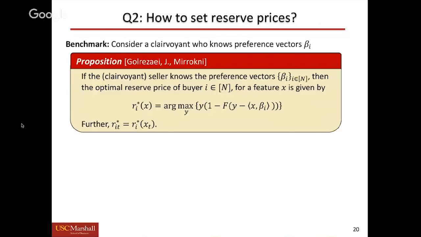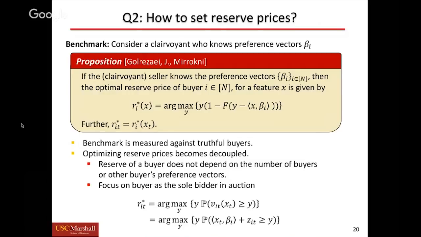Now, the second question is, once you have these estimates, how do you set the reserve price? To answer this question, let's make things simpler. Let's say you have a clairvoyant who exactly knows the preference vectors. The question is, what is the optimal reserve price? The interesting observation here is that when you have a lazy second price auction, everything becomes decoupled. So when you want to see what's the optimal reserve price for buyer i, you can just assume that buyer i is the only buyer in the market. Just ignore everyone else. The revenue that you get would be y times the probability that the valuation of that buyer is bigger than y, where you set the reserve price to y. And then you can rewrite this expression in terms of the CDF of the noise.